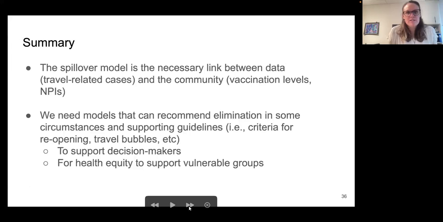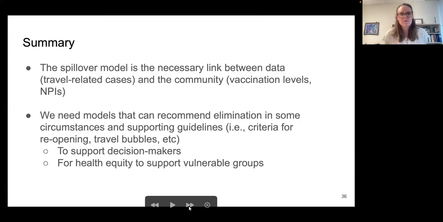The spillover model is important because it's the link between the data that you have, which is travel-related cases, and what you're interested in, which is how that will affect the community and all the structure that the community has, such as the vaccination levels or the non-pharmaceutical interventions that are in place. And we need models that can recommend elimination, because in some circumstances, I don't think elimination is the strategy in all cases, but we need models that have the ability to recommend elimination as the best strategy.